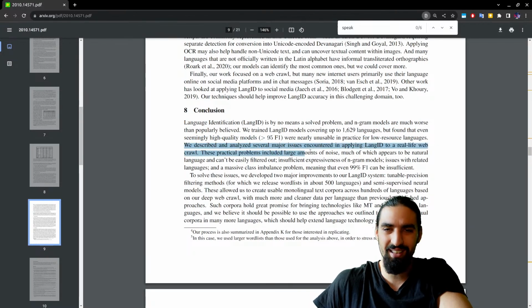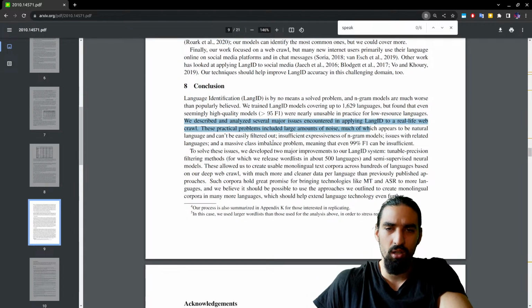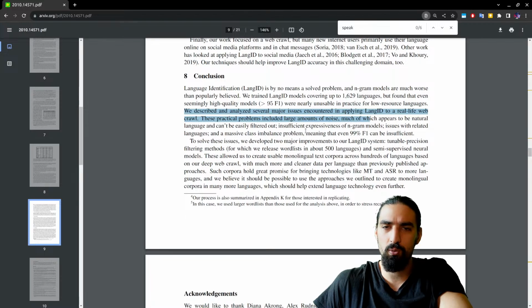We described and analyzed several major issues encountered in applying LangID to a real-life web crawl. Practical problems included a large amount of noise, much of which appears to be natural language and cannot be easily filtered out, insufficient expressiveness of N-gram models, issues with related languages, and a massive class imbalance, meaning that even 99 F1 can be insufficient.